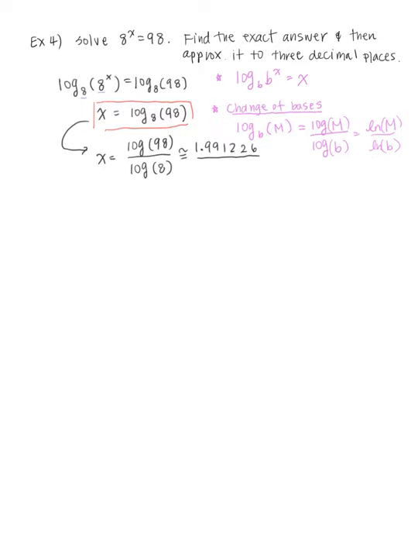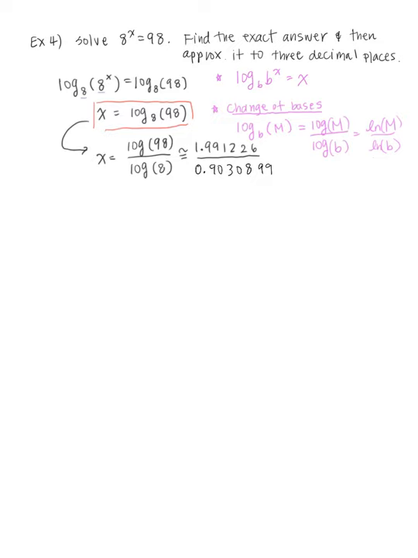And then the whole thing over log of 8. If I type that in there, I got 0.903089987, but I'm just going to stop right here. So now let's divide 1.991226 divided by 0.9030899. You're probably going to be able to do this much faster than I am.